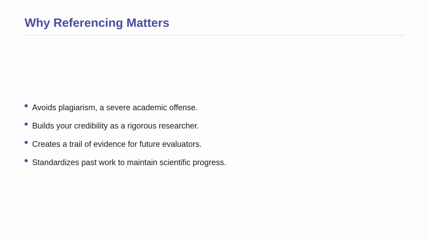You might wonder why we must be so incredibly strict about listing our sources. The most critical reason is to avoid plagiarism, which is the severe academic offense of stealing someone else's work and presenting it as your own. Furthermore, references build your credibility as a researcher. When readers see that you have consulted high-quality, peer-reviewed sources, they are much more likely to trust your findings. It also creates a clear trail of evidence, allowing future researchers to verify your claims. Without this standardized system, human knowledge would be a chaotic mess, and scientific progress would halt.